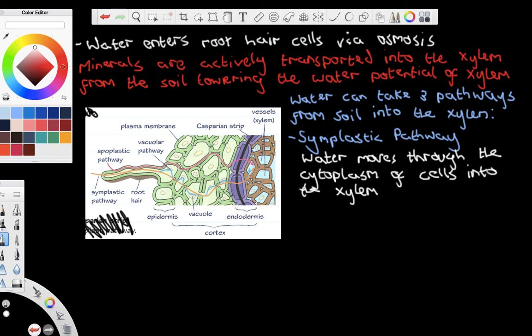Okay. The next one is what's known as the apoplastic pathway. This is shown with this sort of pinky line here, okay? The apoplastic pathway is when water moves through the spaces between the cell membrane and the cell wall of each cell. So there is a tiny space between the cell membrane and cell wall. Water can move through this in what's known as the apoplastic pathway.